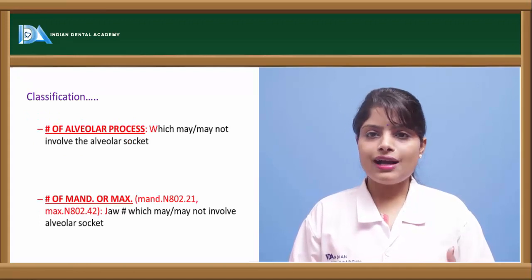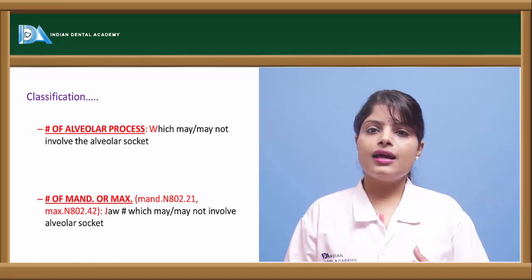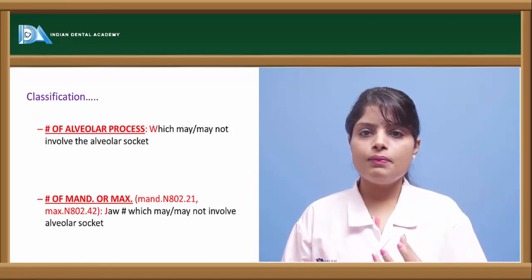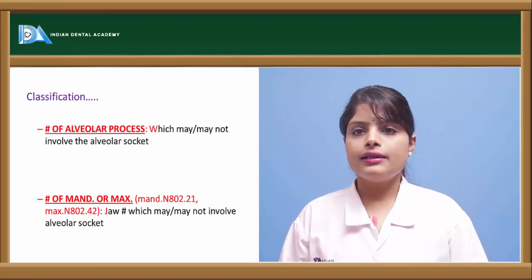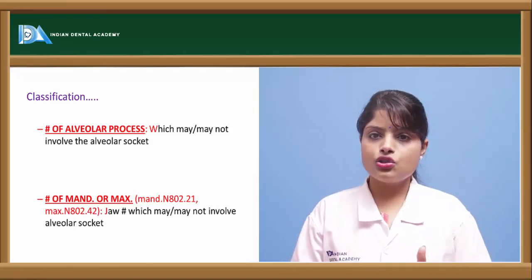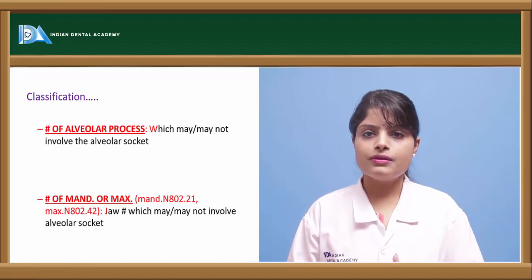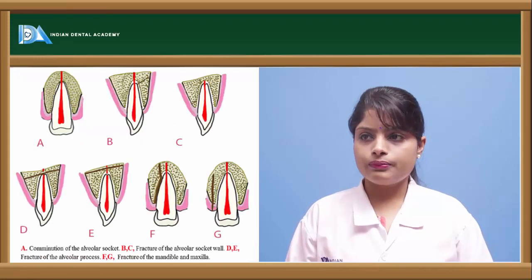Then is the fracture of the alveolar process, that is the process which holds the teeth inside the socket, that is, the entire alveolar process gets destroyed. Then finally is a fracture of the maxilla or the mandible, that is the jaw, either the maxilla or the mandible gets destroyed due to a crushing injury.